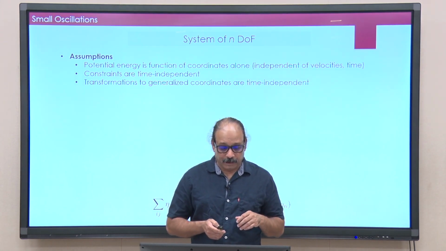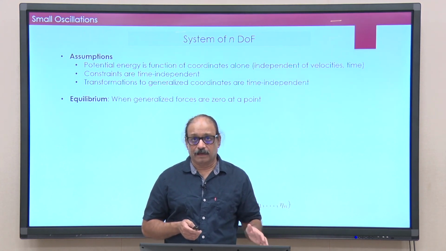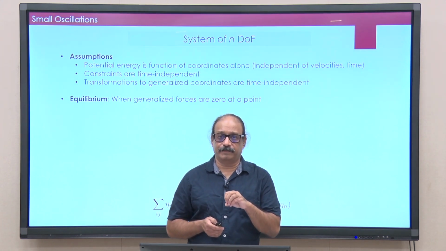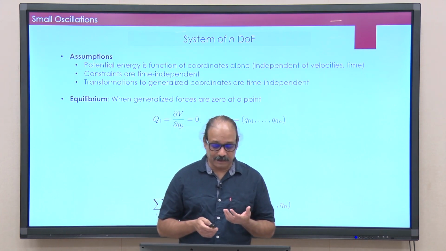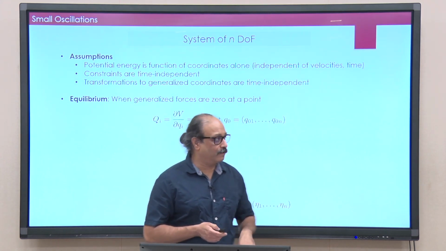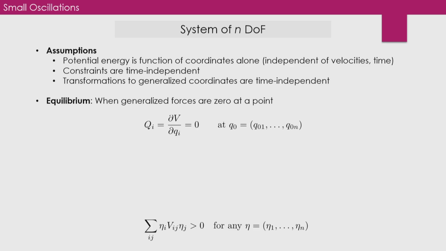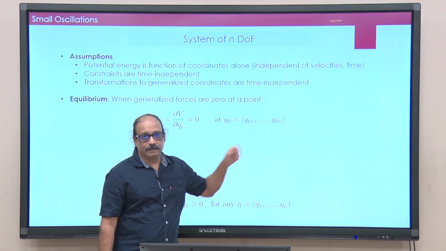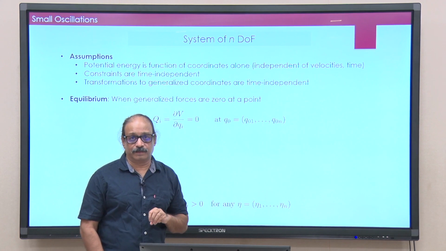Now, when we have a system and we look at potential, we get an equilibrium point. When do we have equilibrium? Equilibrium is when the generalized forces are 0, and generalized forces are defined as the partial derivative of the potential with respect to individual qi, and this generalized force for each i must be 0 at some point q0, and then we say we have an equilibrium at q0.